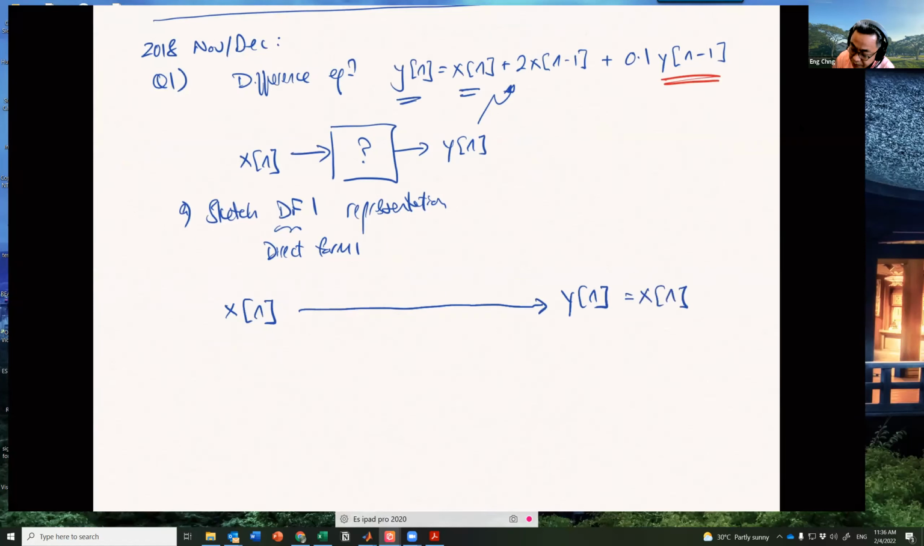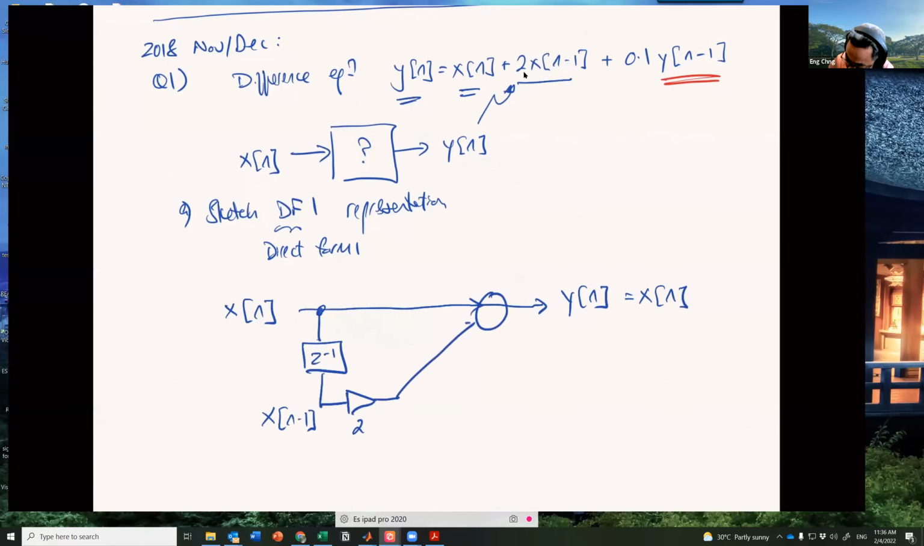That's what I get out, right? What about plus 2 x of n minus 1? So what does it do? Well, it basically goes through a delay. This is a delay block. And what we'll have here is x of n minus 1. All right, so we need to multiply by 2, right? You look at the above, we need to multiply by 2. And so we use a triangle block to say this is a multiplier by 2, and then we need to sum. So now we have plus 2 x of n minus 1.